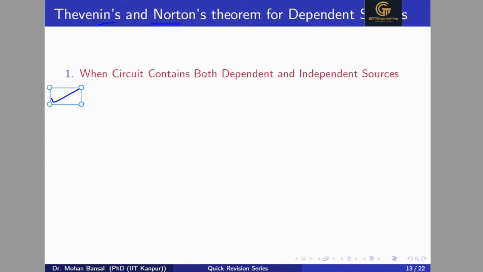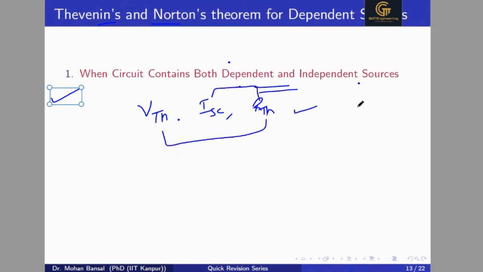Only difference you will find in the last when you have to design the circuit. Because in solving the circuit, when dependent sources are given with the independent source, you will always compute VTH, ISC and RTH. All these three are required. Either you solve Thevenin's theorem or Norton's theorem, after computation of these three, you need to choose VTH and RTH for Thevenin's theorem, and ISC and RTH for Norton's theorem.